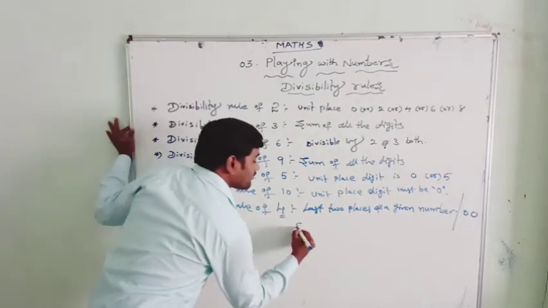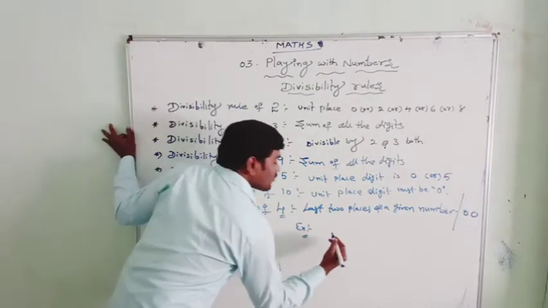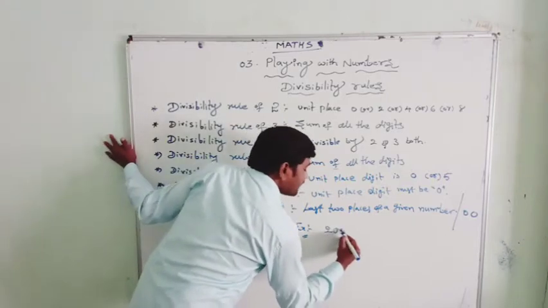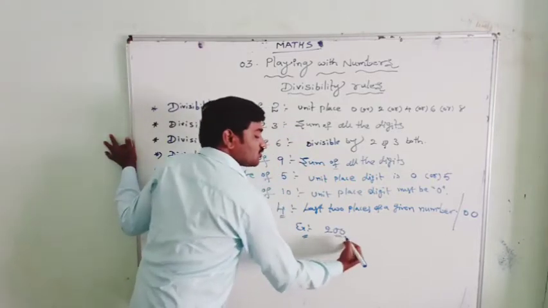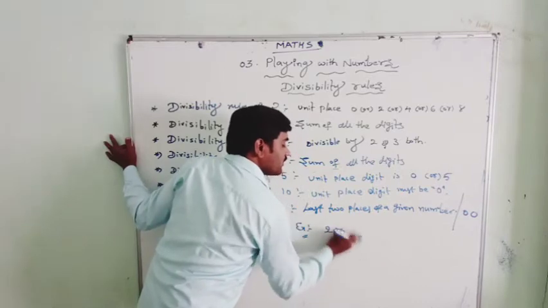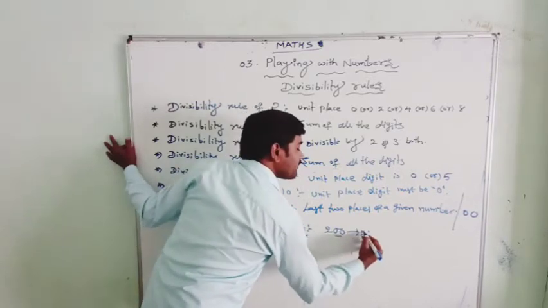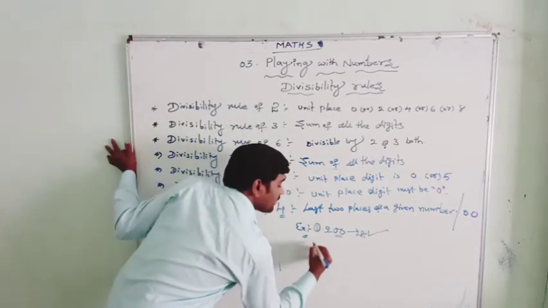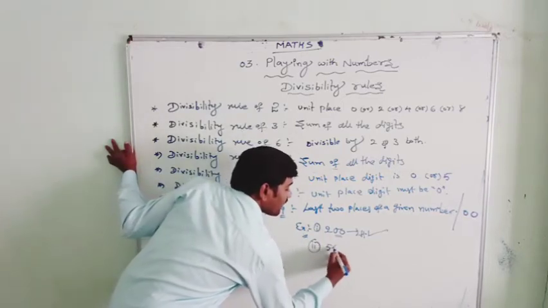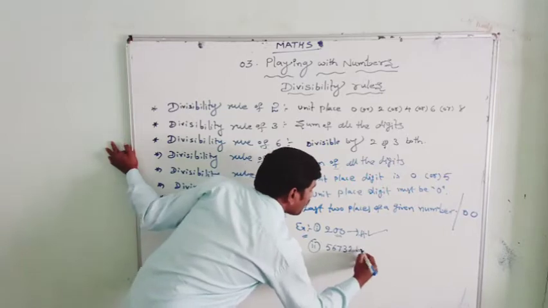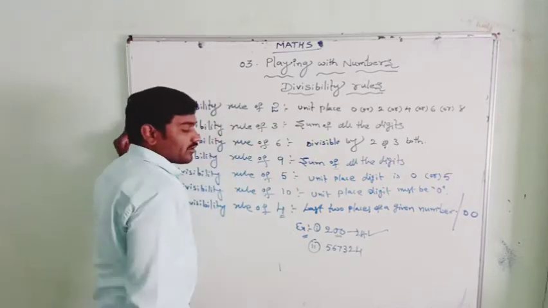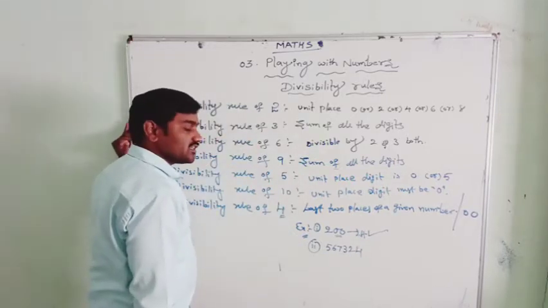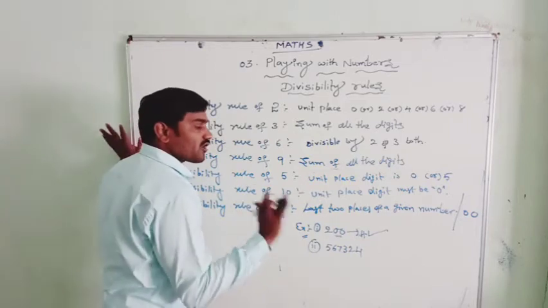Let me write some examples here so that you can understand. Suppose 200. Here the last two digits are 0, so definitely it is divisible by 4. Now the second example: 567324. This is a very big number. Is it divisible by 4 or not?